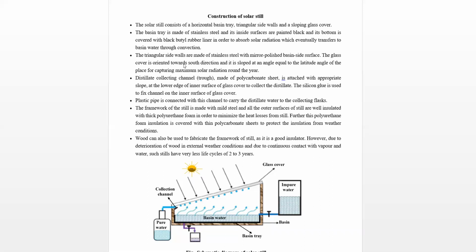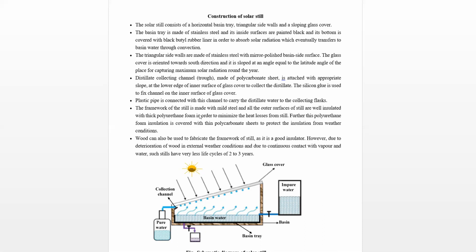The glass cover is oriented towards the south direction. Okay, so this glass cover is facing south, and it is sloped at an angle equal to the latitude angle of the place for capturing maximum solar radiation around the year. I had already explained in one of my previous lectures why the solar receiving surface should be oriented toward the south, and why it should be inclined at an angle equal to the latitude of the place for capturing maximum solar radiation, right?